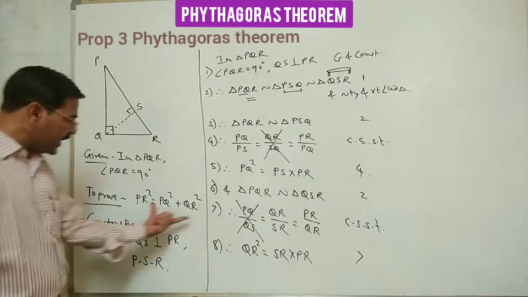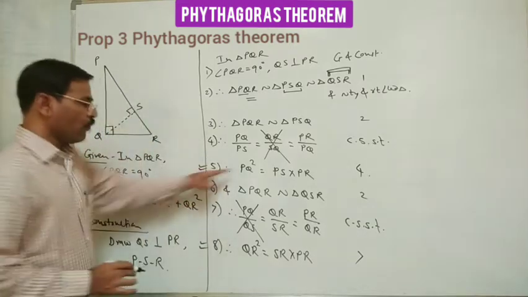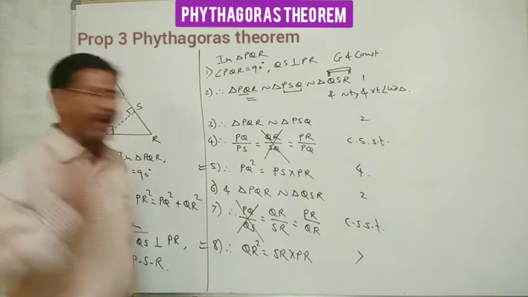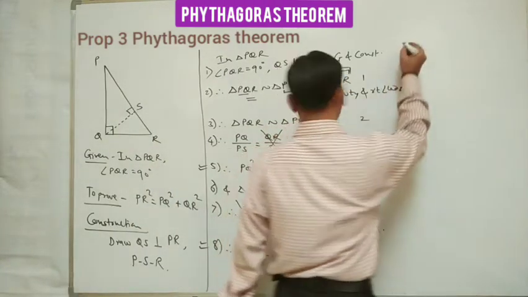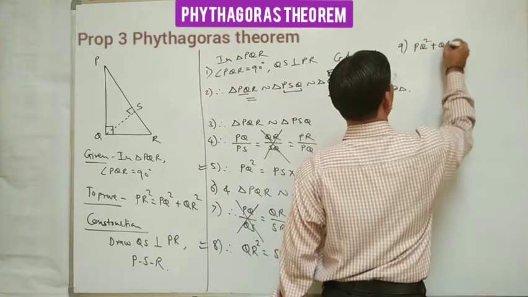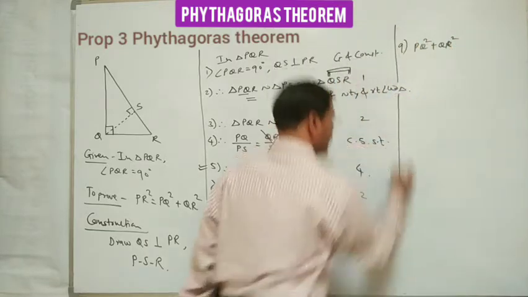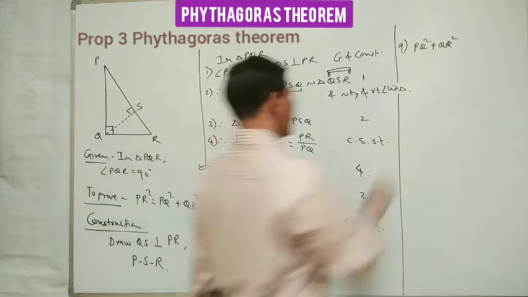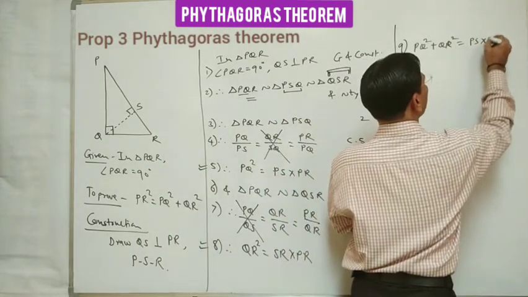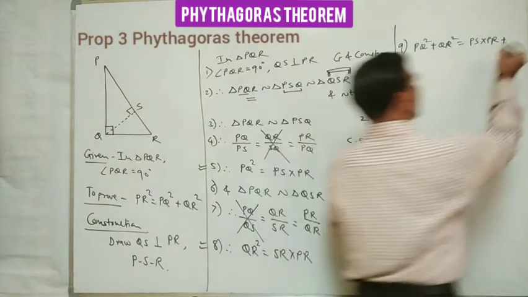Look here. We need their sum, means the fifth one and eighth one, we are going to add them. By adding 5 and 8, this is the ninth one. What can you write here? PQ square plus QR square. Is it correct? Yes. PQ square plus QR square. This side is what? PS into PR plus what is next? SR into PR.